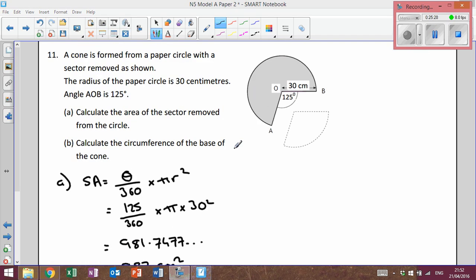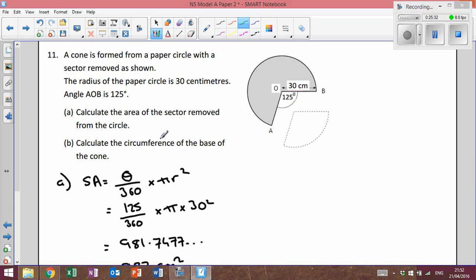Okay, for part B, we're looking at something a wee bit different. Calculate the circumference of the base of the cone. So this cone is formed from this paper. To make the cone, you take the A and the B and you make them touch, and then this bit in the middle pops up. If you think about when you made a wizard's hat at some point, you can do it from a circle, folding the two corners together. So when it's looking for the circumference of the base of the cone, it's really looking for the arc length around the long way between A and B.